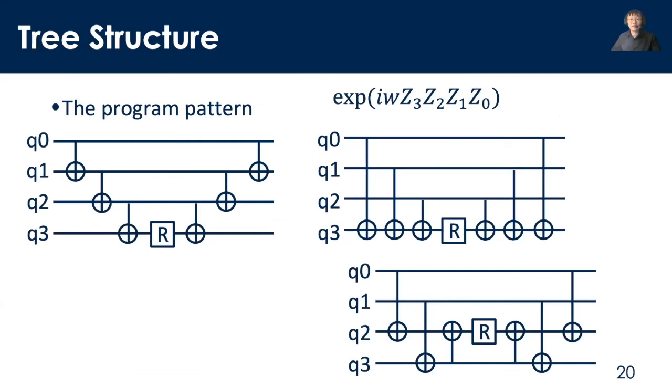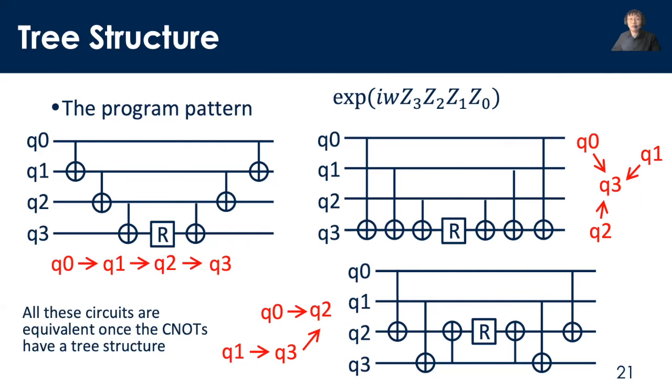Here is an example. Suppose we are going to implement this exponential. I have 3 different circuit diagrams here. They look quite different, but they are actually equivalent. The only requirement is that we need to connect all these qubits using the CNOT gates in a tree structure. Here, I print out the trees of all these circuit diagrams.